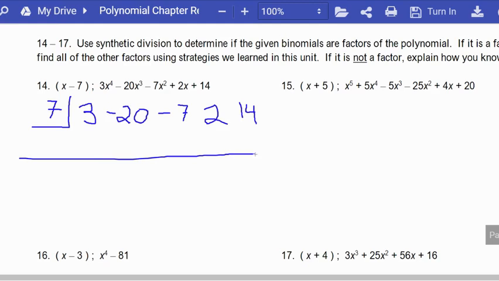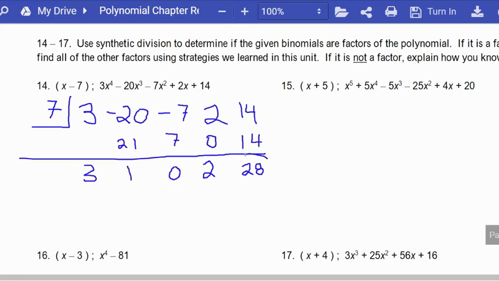So sending this one through quickly, we get 3 times 7 is 21, -20 and 21 is 1, plus 7, -7 and 7, times 0, 2, and then 7 times 2 is 14. I don't know, did I goof up there? I don't think I goofed up there. I think I'm getting 28.